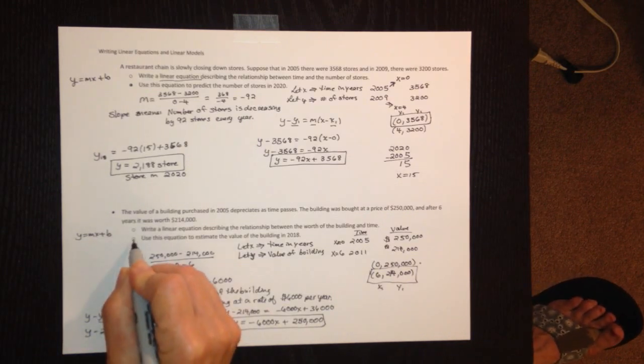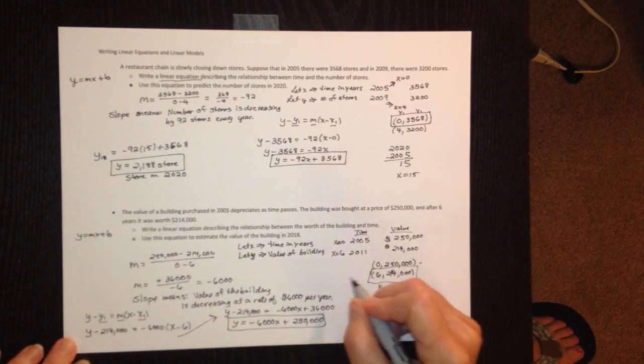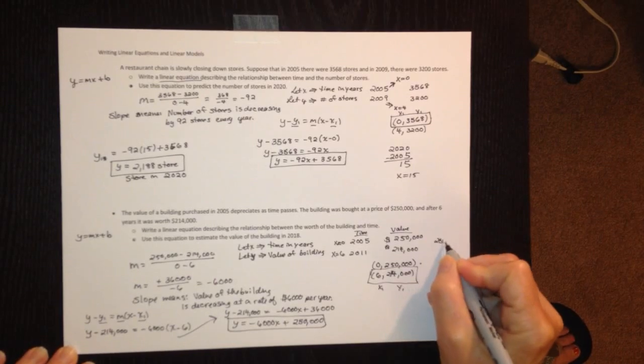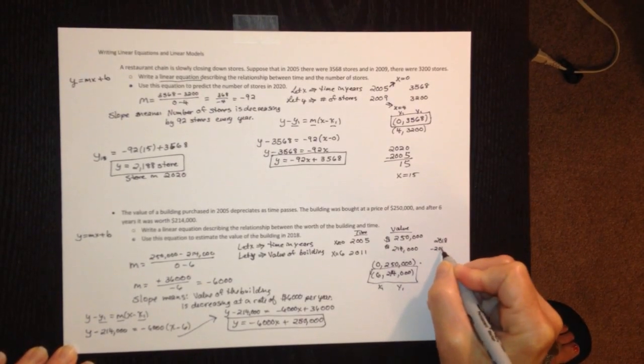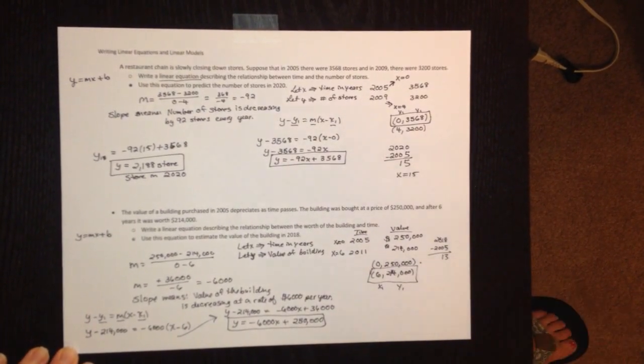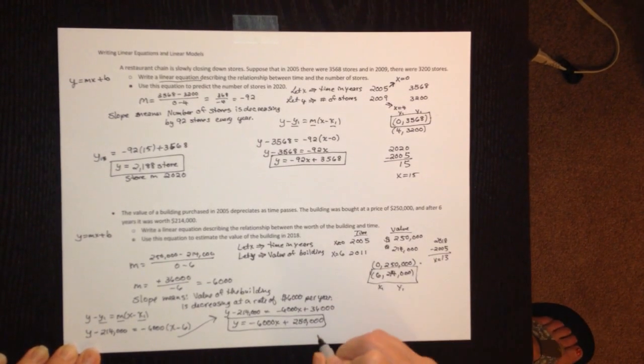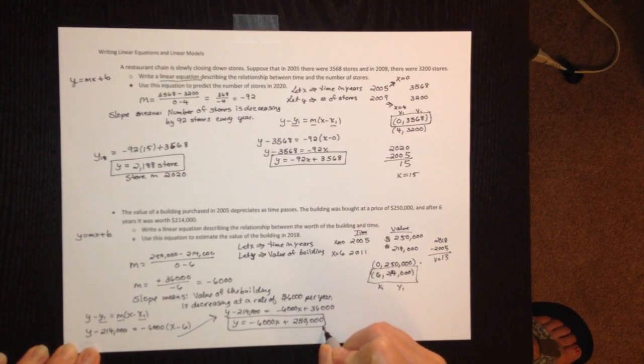Part 2 says use this equation to estimate the value of the building in 2018. Well, in 2018, that is 13 years later after the building was initially purchased. So X is going to equal to 13 in this case. So we're going to use this equation right here.